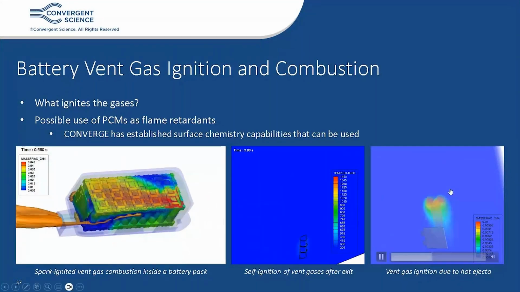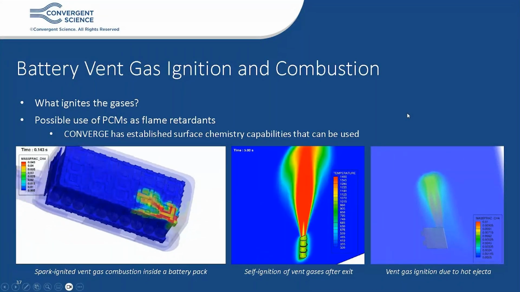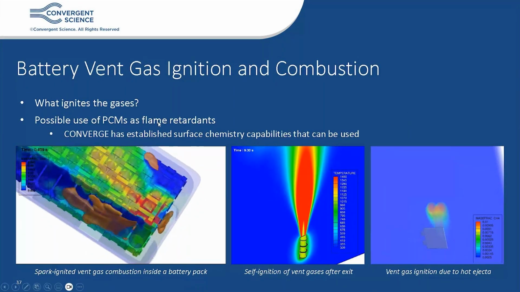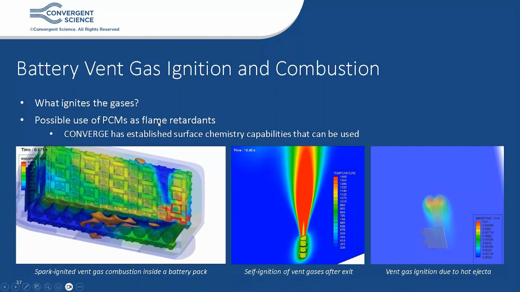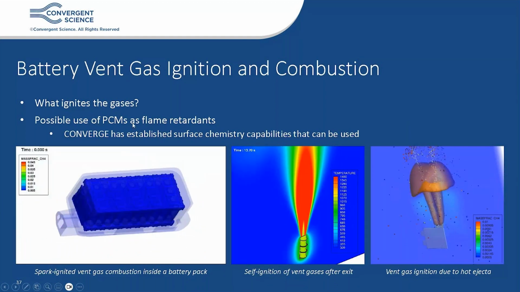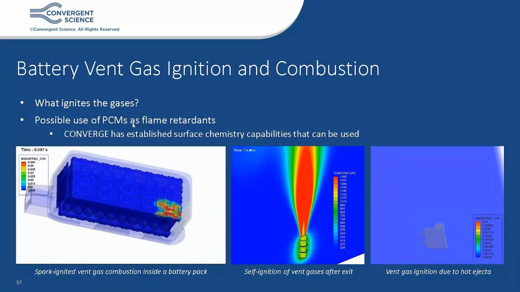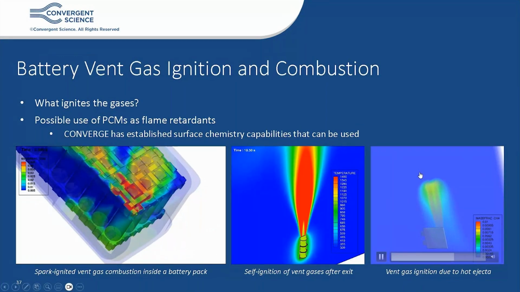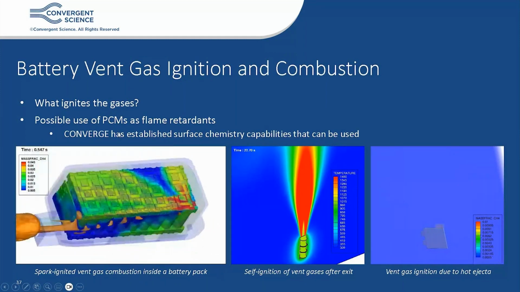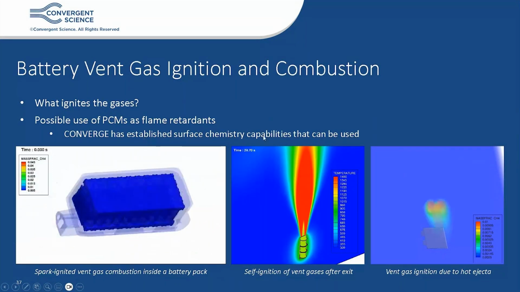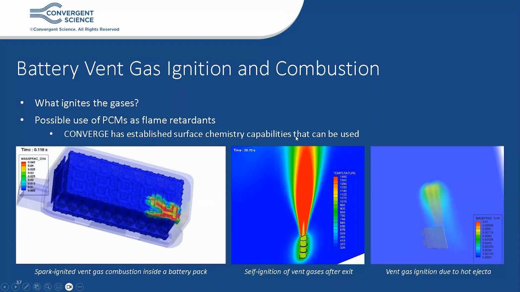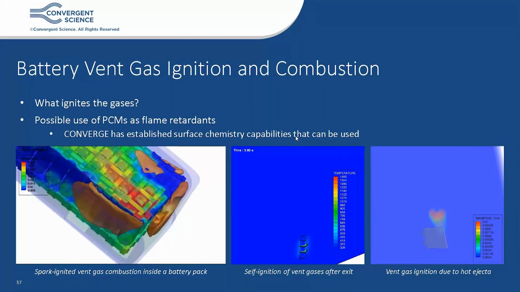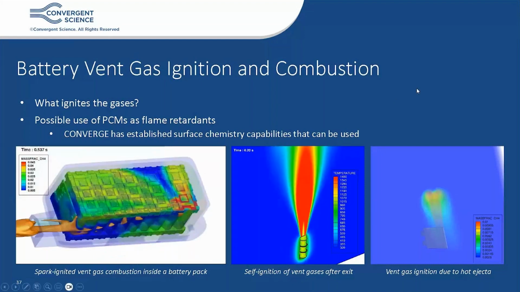Now, once you have a fire, you might start to look into fire mitigation strategies. People have proposed the use of phase change materials as flame retardants. When there's a flame, the phase change material melts, and from the surface, flame retardant material or gases are released that interfere with combustion chemistry. And we can utilize CONVERGE CFD as it has established surface chemistry capabilities for this particular problem, which has been used to model different catalytic surface reaction mechanisms.